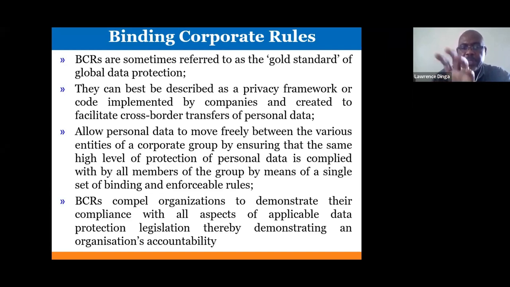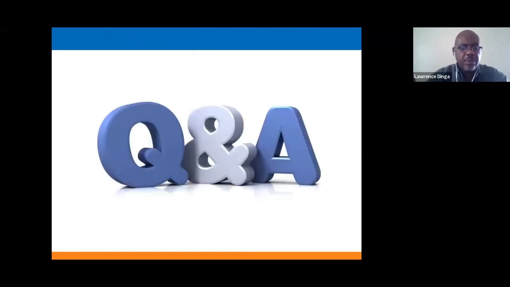So if it is ABC companies worldwide, the binding corporate rules just help you within that particular group of companies. So it allows the data to move freely between various entities of a corporate group by ensuring that the same high level protection of personal data is complied with by all members of the group by means of a single set of binding enforceable rules. So this is more of an internal rule within the organization. BCR compel organizations to demonstrate their compliance with all aspects of applicable data protection legislation, thereby demonstrating an organization's accountability. So that brings me to the end of today's presentation.